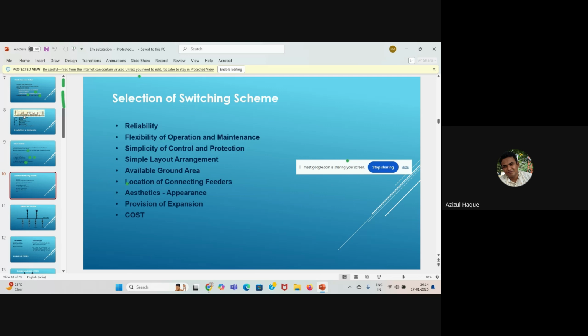in this. Suppose we are constructing a new substation, then we have to decide at the design stage which busbar scheme will be used. So for that, these are the criteria. Based on these criteria, the busbar scheme is decided. And most important is cost, project cost.